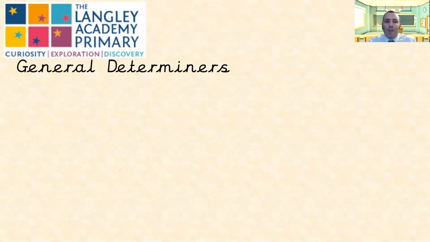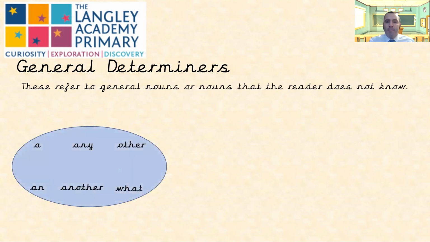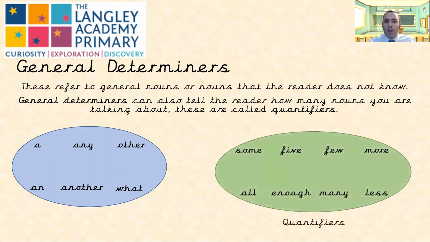So our general determiners. These refer to general nouns or nouns that the reader doesn't know. A, any, other, an, another, and what. They also tell the reader about how many nouns you're talking about. They're called quantifiers. Some, five, few, more, all, enough, many, and less. So these give us an idea of a quantity. So we've got five as an example in there, but it could just as easily be 10 or 20 or 50 or 100. It depends what you're talking about.